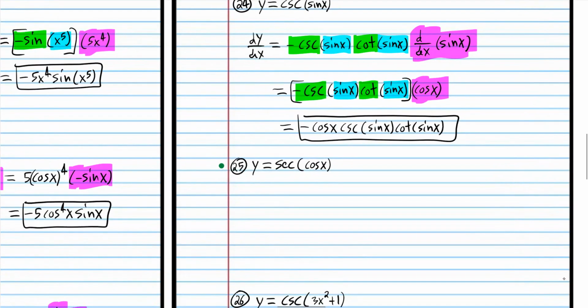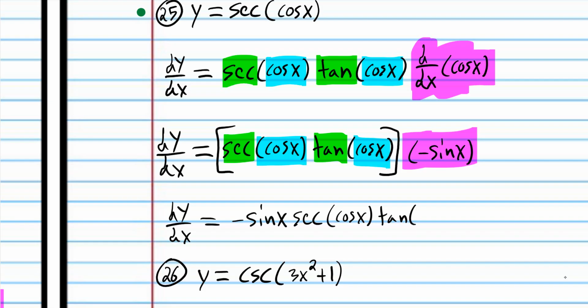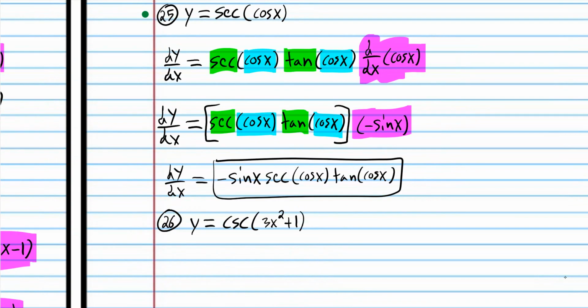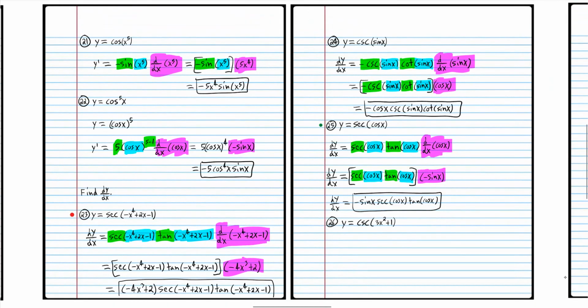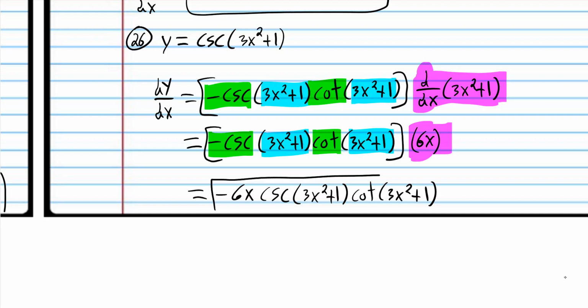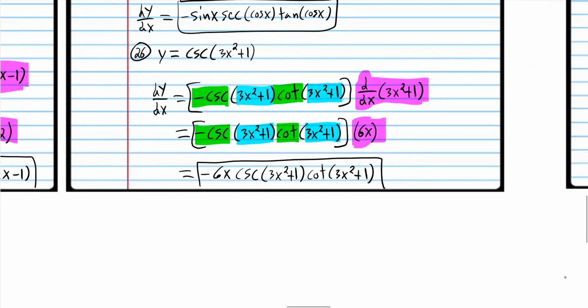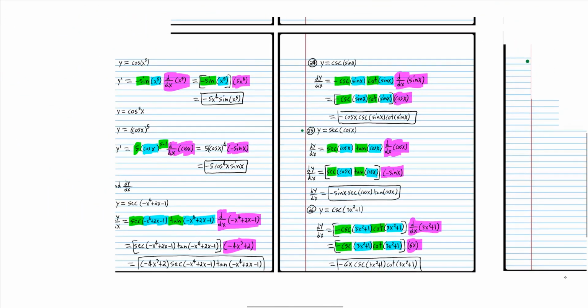Alright, we're back. So if you got that right, excellent. Okay, go ahead and try number 26. When you come back, we'll do it together. Alright, we're back. So there you go. If you got that right, good.